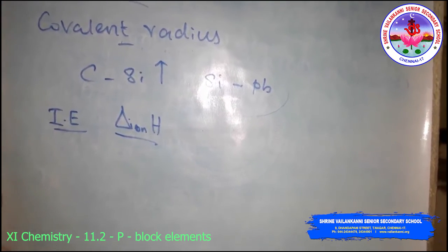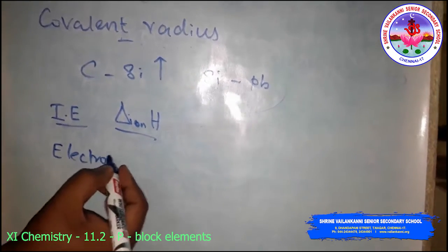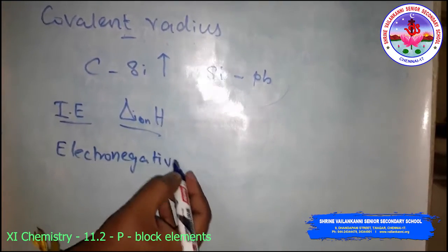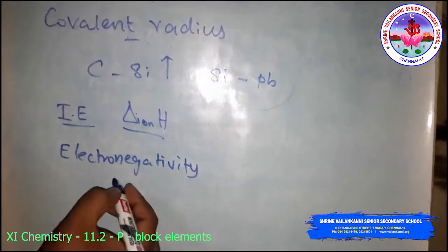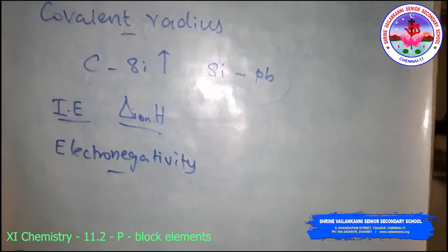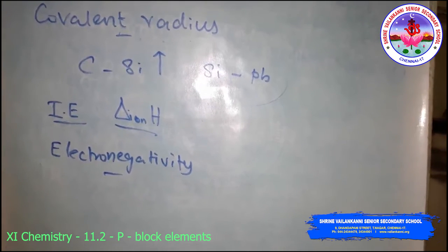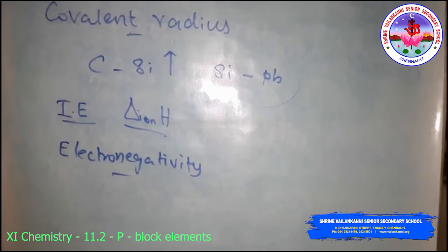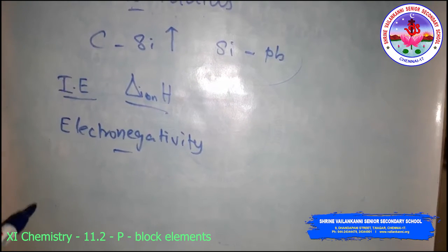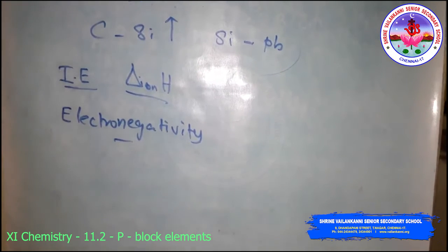Then electronegativity. Due to small size, the elements of this group are slightly more electronegative than the group 13 elements. The electronegativity values of the elements from silicon to lead are almost the same.